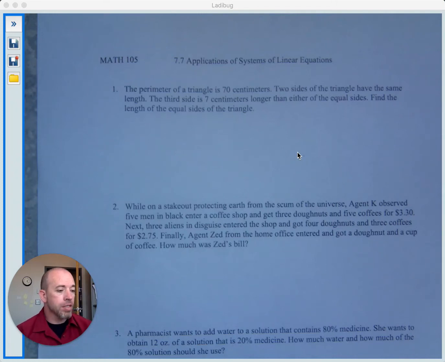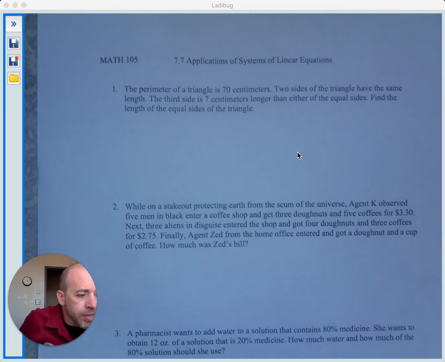Right, we're ready for section 7.7 on applications of systems of linear equations. You may notice 7.6 got wiped out. I decided to cut that out because of time constraints in the condensed summer session.